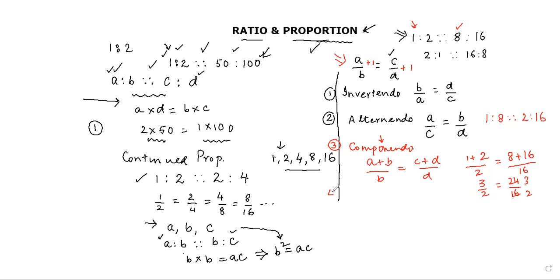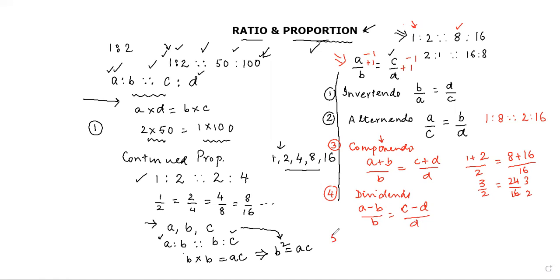The next one is called dividendo, right? And what dividendo means is that if I subtract -1 here and -1 here, then A minus B upon B is equal to C minus D upon D. All right. You can use this same example, put in the values, and you will be happy to see that this is also applicable, right? So A minus B upon B is also equal to C minus D upon D.